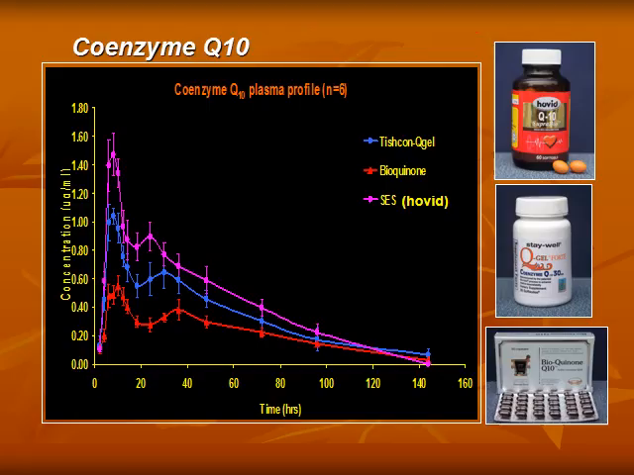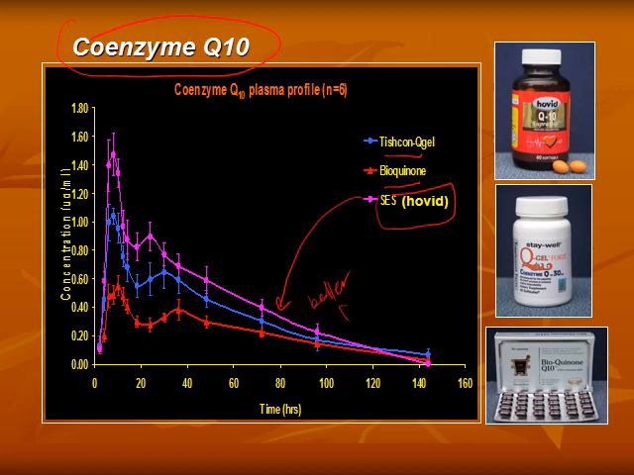This is another example of a bioequivalence study applied to a nutraceutical, which is coenzyme Q10. We compared our product from whole wheat to two other different products, and we found out that whole wheat actually generated a much better product performance of coenzyme Q10.